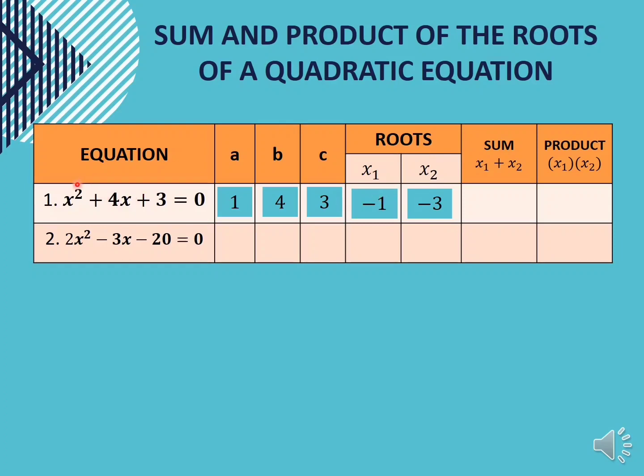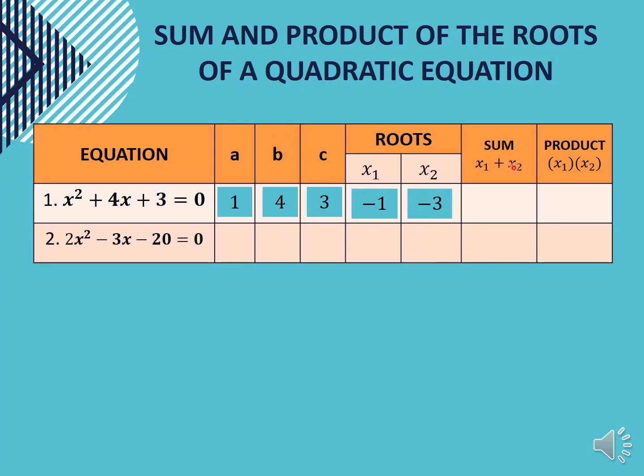So here in our equation, x squared plus 4x plus 3 is equal to 0, we have learned from our previous activities na ang a is 1, b is 4, c is 3. Actually, this is also given in our previous activity. So, nakuha natin yung roots na negative 1, ang x sub 1 at ang x sub 2 is negative 3.